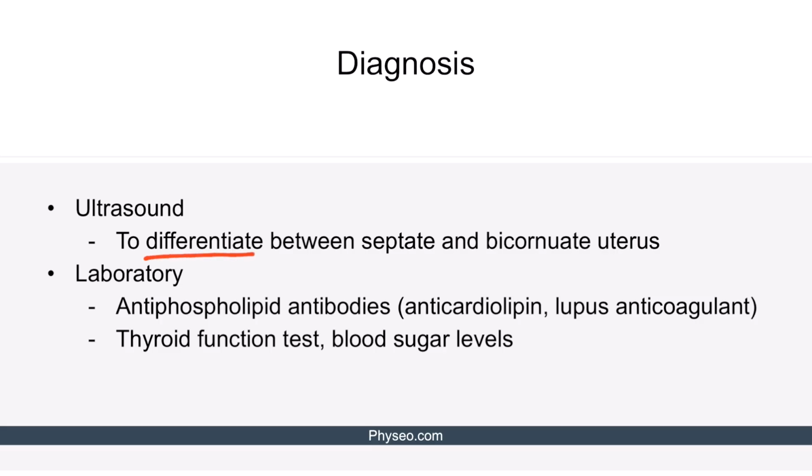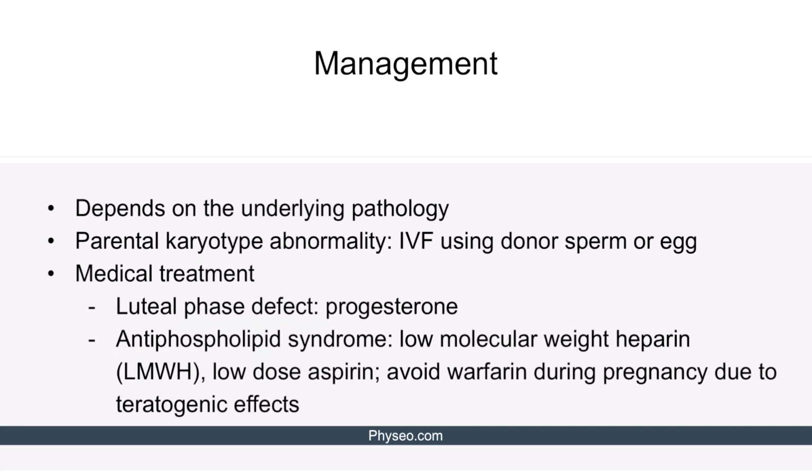Ultrasound can be used to differentiate between septate and bicornuate uterus. Laboratory tests for antiphospholipid syndrome include anticardiolipin antibody and lupus anticoagulant. Lastly, to rule out endocrine disorders, thyroid function tests and blood sugar levels are ordered. All right, now let's move on to management. Management of recurrent pregnancy loss depends on the underlying pathology.